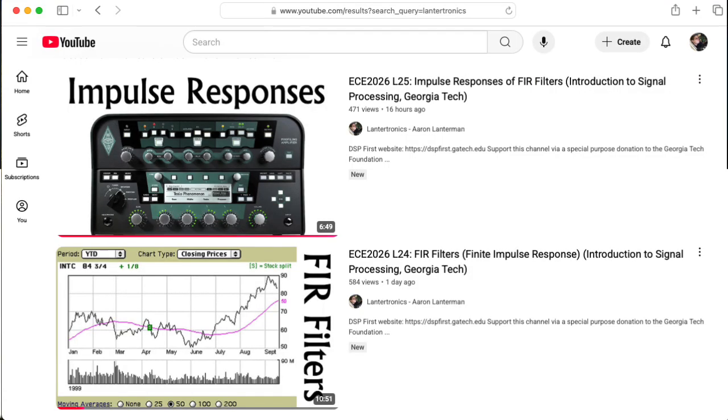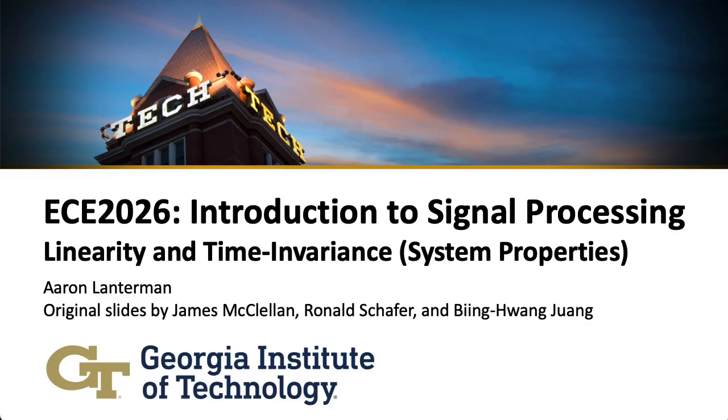In the last couple of lectures of ECE2026, Introduction to Signal Processing, we introduced finite impulse response filters. I mentioned that these had the properties of linearity and time invariance, and that this was a very useful thing, although I didn't really precisely define what we meant by linearity and time invariance. So let's fix that today.